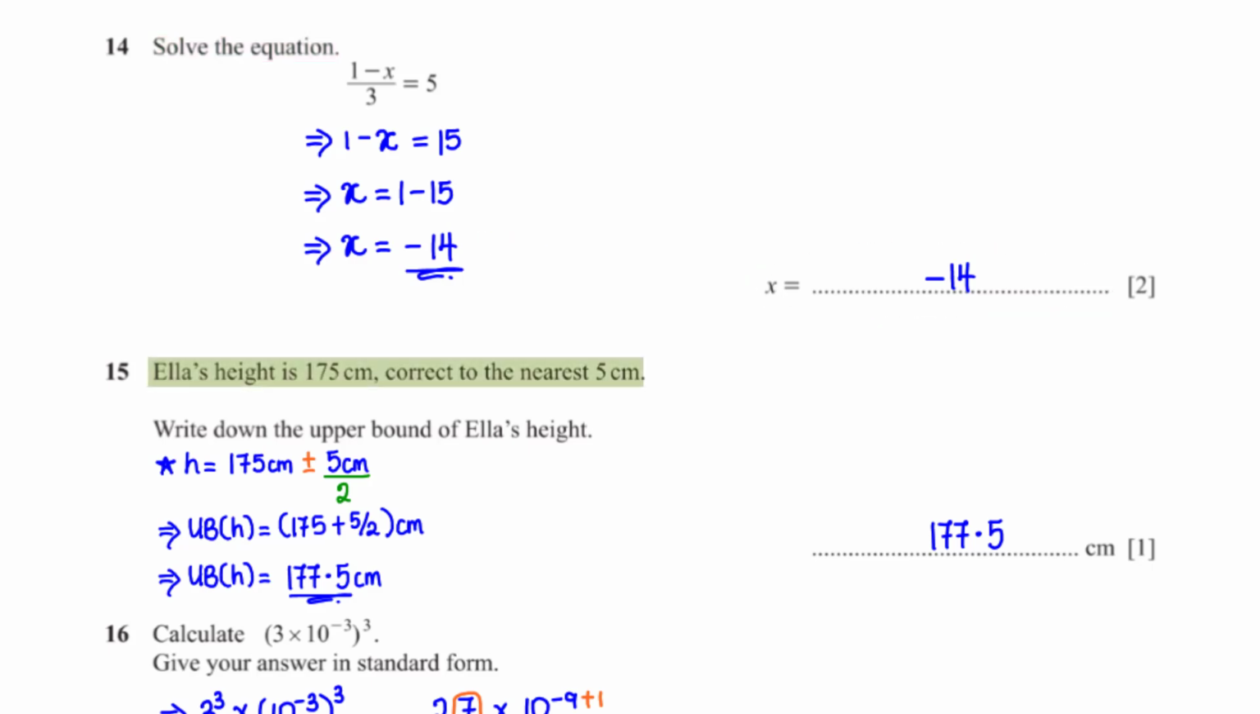Ella's height is 175 centimeters, correct to the nearest 5 centimeters. Write down the upper bound of Ella's height. When we correct her height to 5 centimeters, we bring plus and minus 5 centimeters, then divide it by 2. To get the upper bound, we ignore the minus, which gives us 175 plus 5/2 centimeters, which is equal to 177.5 centimeters.